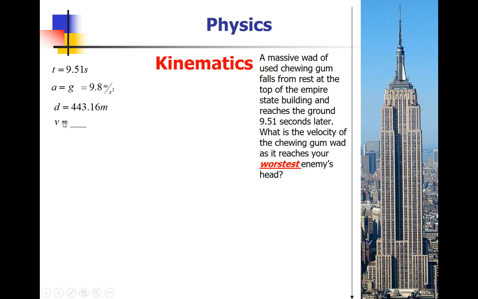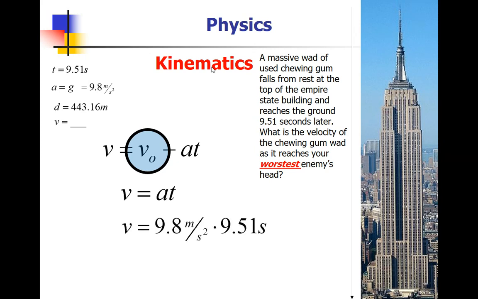The first, what's final velocity? If I know my initial velocity, it's at rest, acceleration, and time, well, I could use the final velocity equation. V is v naught plus at. V naught, of course, is still 0. It will go away. So the velocity is a times t, or 9.8 times 9.51. The velocity as it reaches the ground? Correct, 93.2 meters per second.